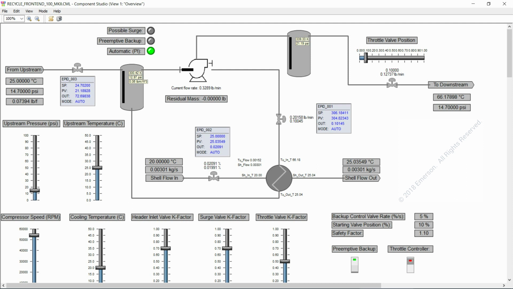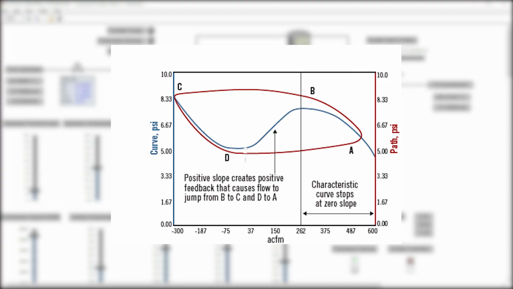Unlike other compressor models, our dynamic compressor model contains a momentum balance which accounts for surge behavior. This model encompasses not only the normal operating range to the right of the surge point, but also includes the negative branch of flow to the left of the surge point. Few simulations include the effects of this branch.